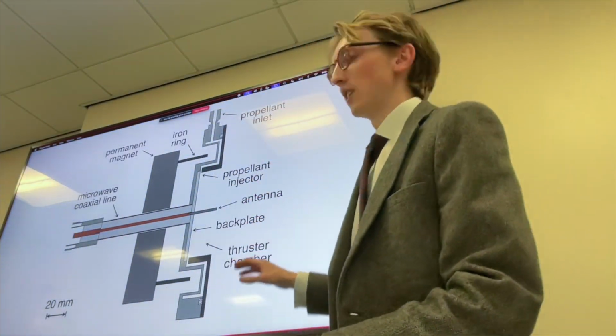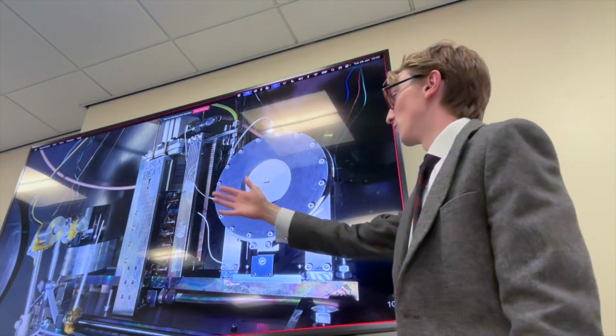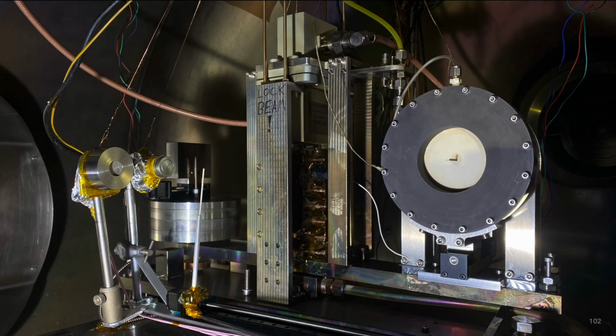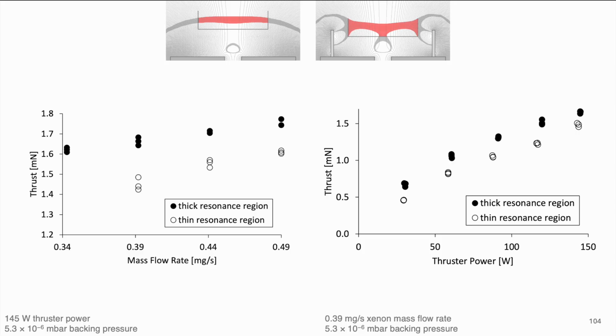This is a schematic of the thruster that I designed to test this, and here it is installed on the thrust balance so that I can measure thrust. And here's a picture of it operating with xenon. So here you can see thrust over different mass flow rates and different thruster powers.